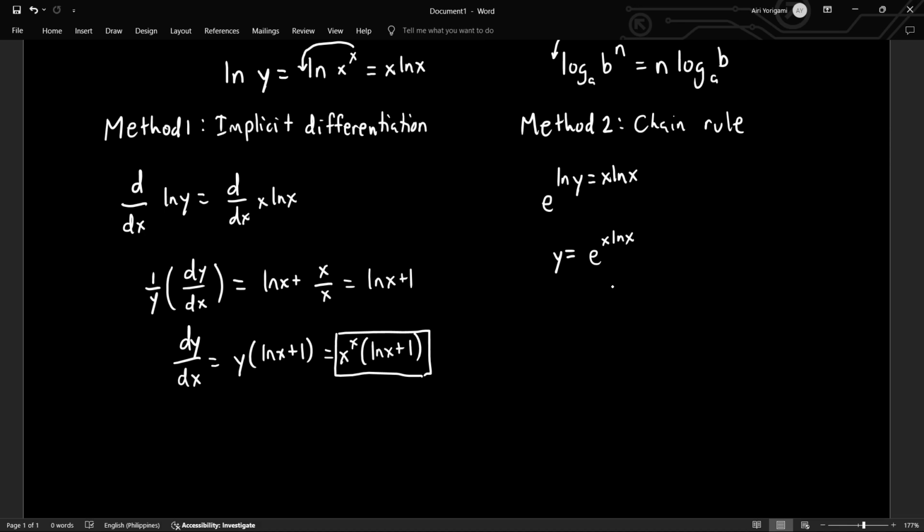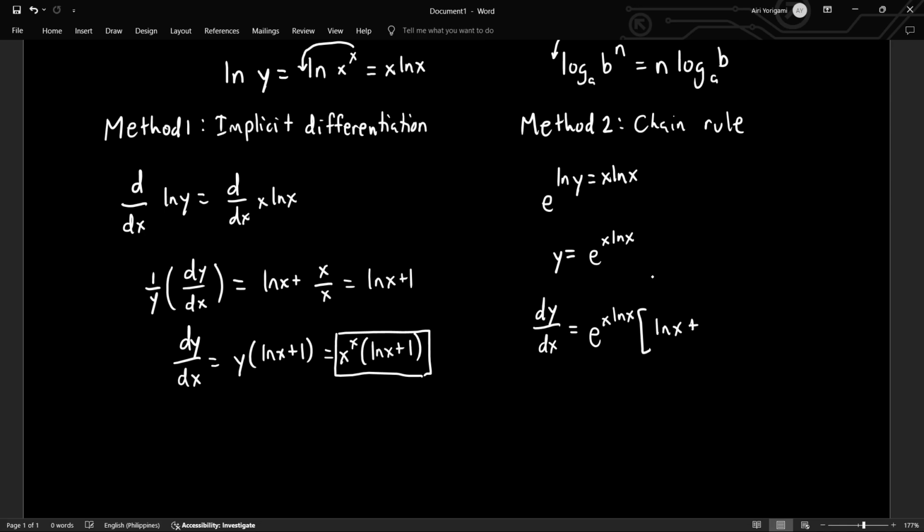Let's not simplify this yet. Why? Because we are now going to get the derivative of this. This becomes dy over dx. That's equal to the derivative of e raised to x ln x. That's e raised to x ln x times the derivative of the exponent. So derivative of x ln x. So we're going to be using the multiplication rule here. Derivative of x, that's 1 multiplied by ln x.